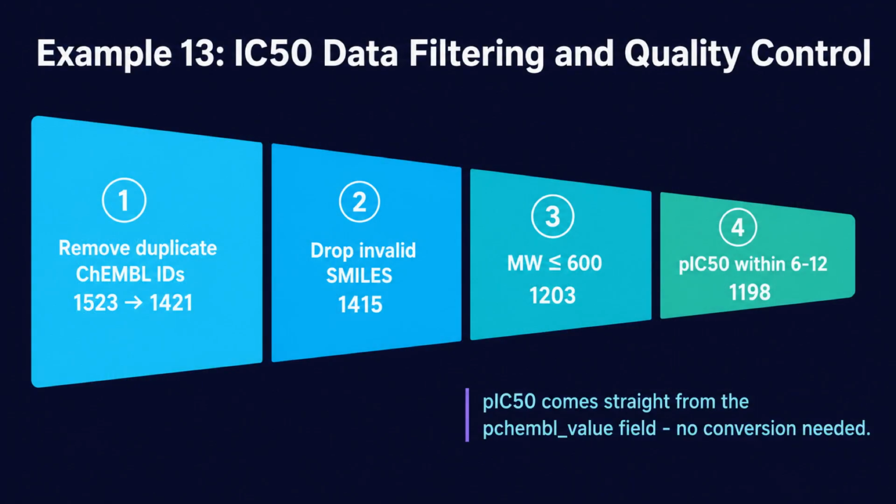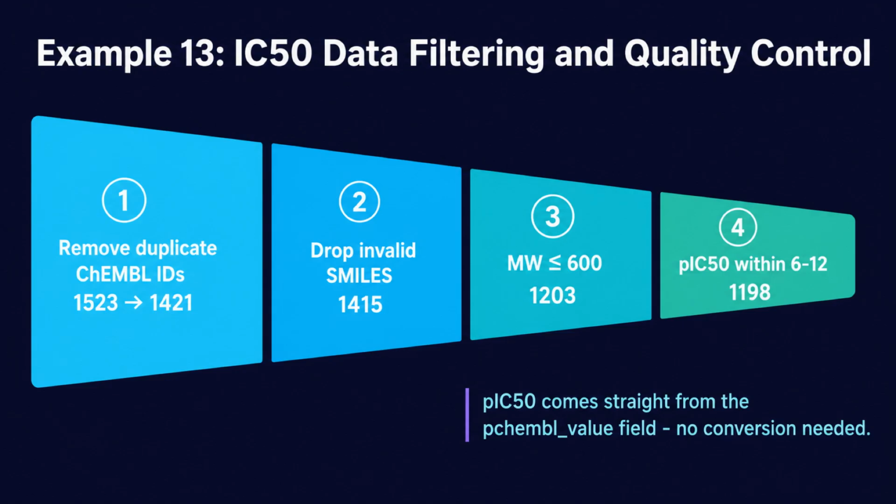Example 13 preprocesses ChEMBL data for machine learning. Remove rows with missing SMILES or activity values. Convert IC50 to pIC50 by taking minus log base 10 of the concentration in moles per liter. ChEMBL reports values in nanomolar, so divide by 1,000,000,000 first. 100 nanomolar is 10 to the minus 7 molar, which gives a pIC50 of 7.